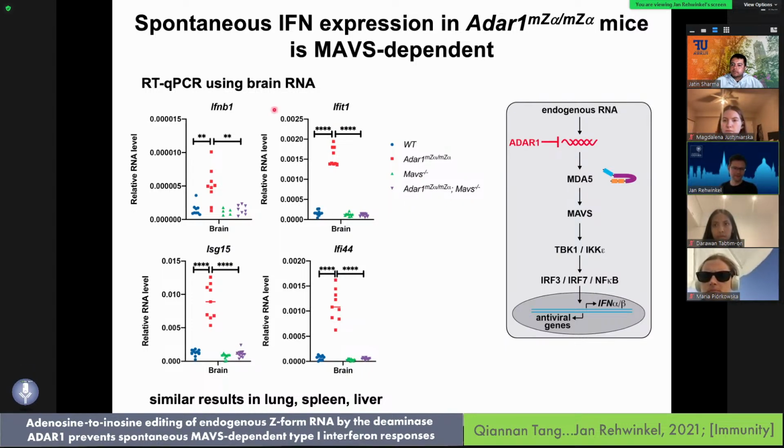And here is RNA extracted from brain and RT-qPCR data, and we've got very similar data from other organs. And again, what we find is that when we compare wild type to mutant, there's an increase in interferon beta and different interferon stimulated genes. So that's red compared against blue. However, if we look at the mutation in a MAVS deficient background, so now comparing purple to green, there's absolutely no increase happening, showing that this interferon response that we observe is dependent on MAVS, and we believe very likely on MDA5 as well.